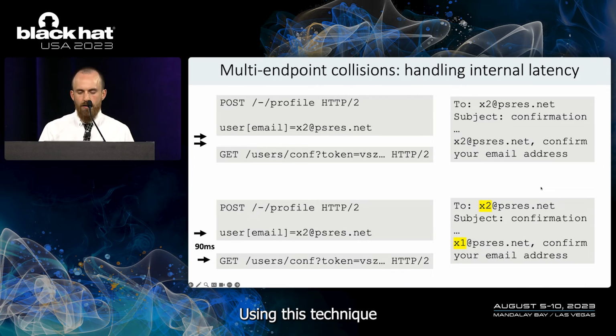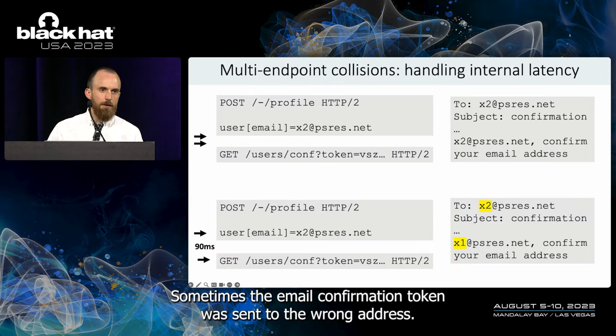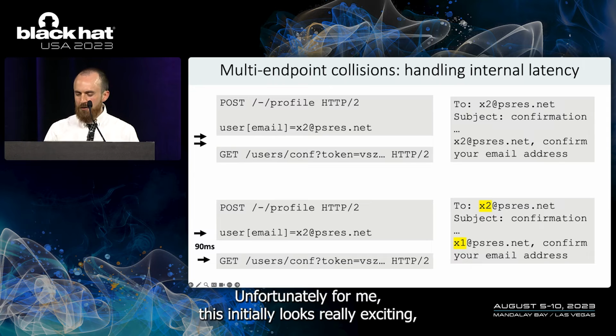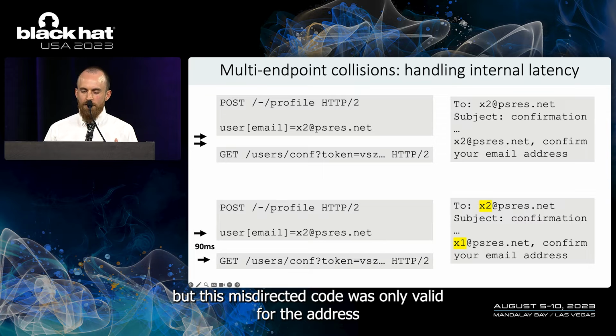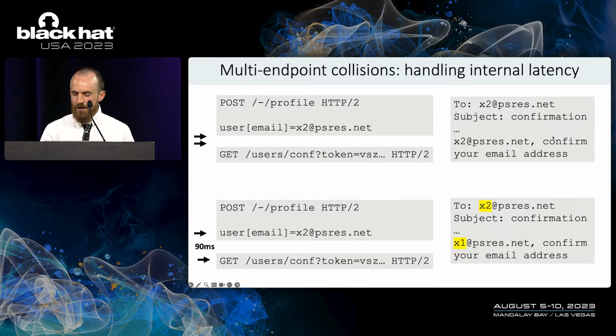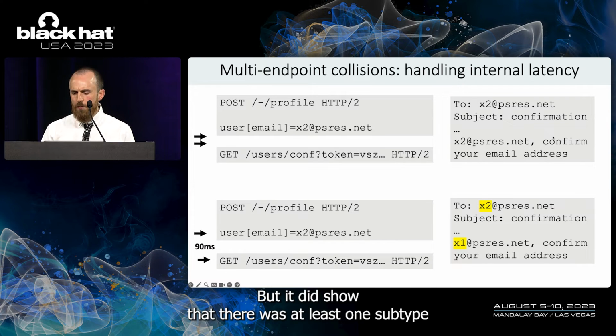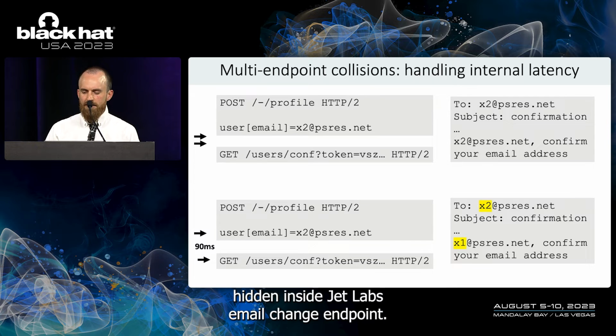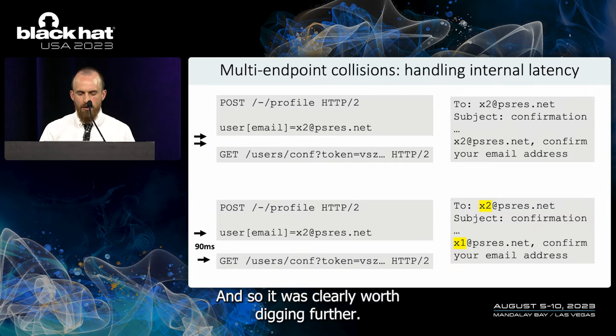Using this technique on GitLab revealed a massive clue. Sometimes the email confirmation token was sent to the wrong address. Unfortunately for me, this initially looked really exciting, but this misdirected code was only valid for the address that I'd already confirmed. So it was completely useless. But it did show that there was at least one substate hidden inside GitLab's email change endpoint. And so it was clearly worth digging further.